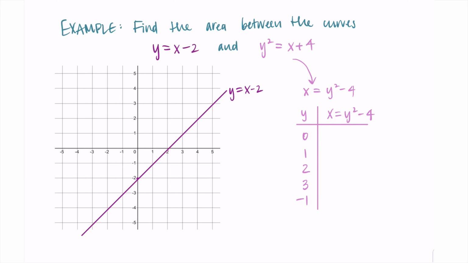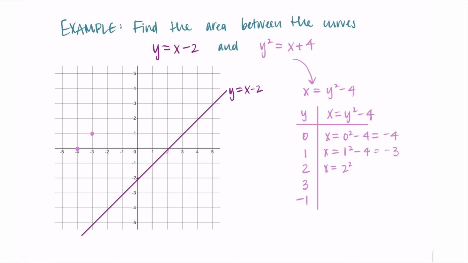So when I plug in 0 for y, I'm getting 0 squared minus 4, which is -4. So that tells me when x is -4, y is 0. So I'm starting with that -4 on the x and going to the 0 on the y. Okay, let's plug in 1 now. 1 squared minus 4. That's 1 minus 4, which is -3. So that's telling me at -3 on the x, I'm at +1 on the y. -3, 1. Okay, let's keep doing it.